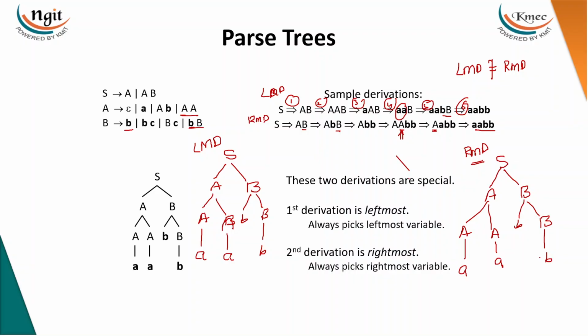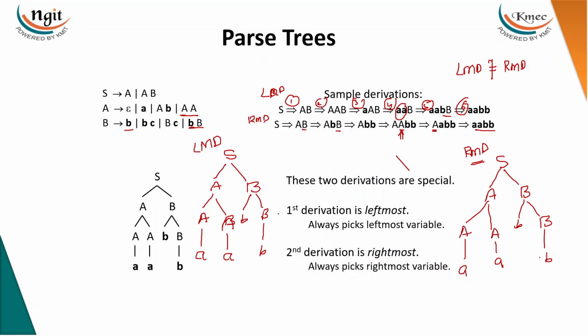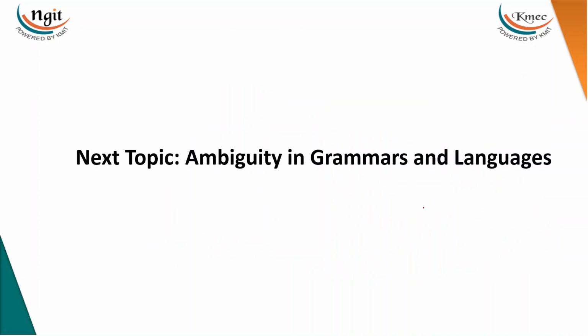Right? Derivations are different, but we got the same parse trees. So if for any string you are able to generate two different parse trees, then we can call it an ambiguous grammar. We'll discuss that in the next video.